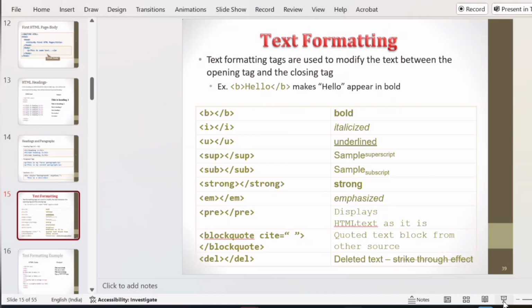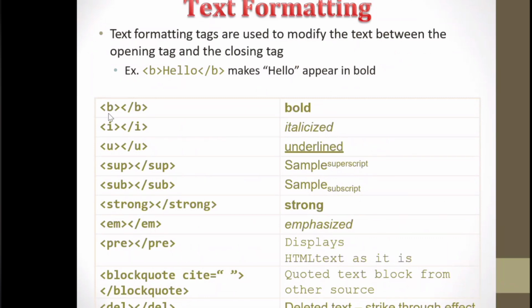Right? So just quickly we will see. Bold tag, opening, closing, right? In between that we have to mention some text. What will the output be? That text will be in bold. Italic, it will be seen in italic. Underline, the output will be in underline.